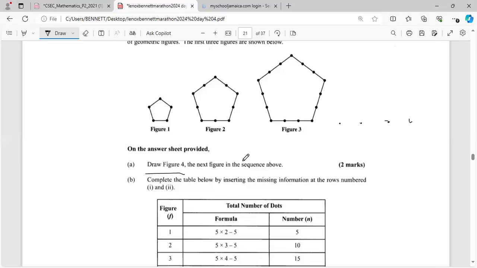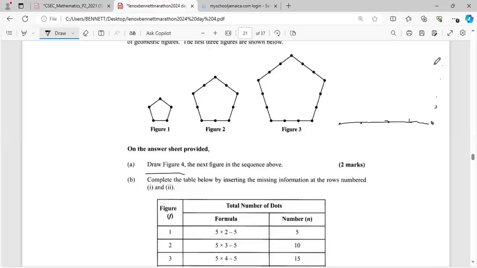So for figure 2, you have 3 dots. For figure 3, you have 4 dots, so you have to put an extra one, and you continue like that. 1, 2, 3, 4. It's not good drawing, guys, but you get the idea. You're going to have 5 dots all around. 1, 2, 3, 4. You see?